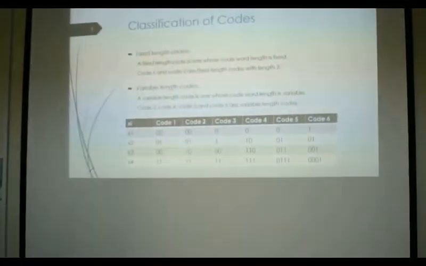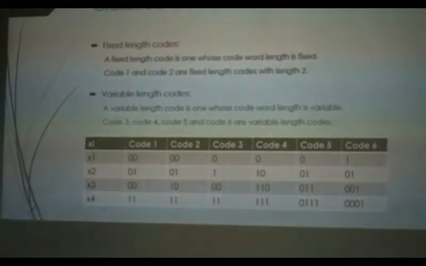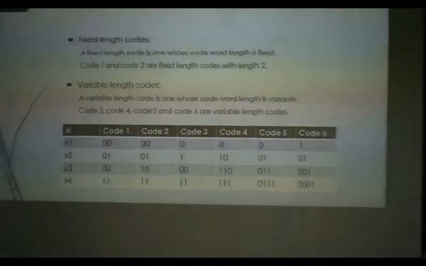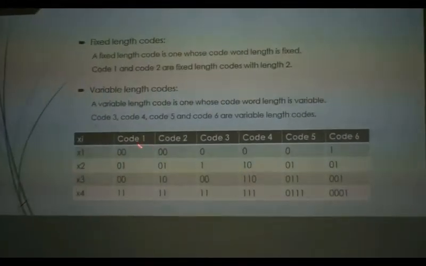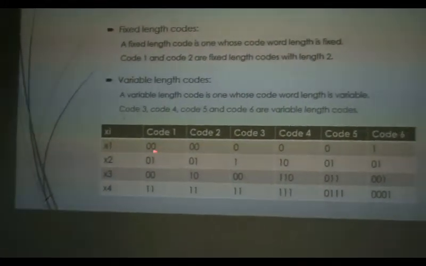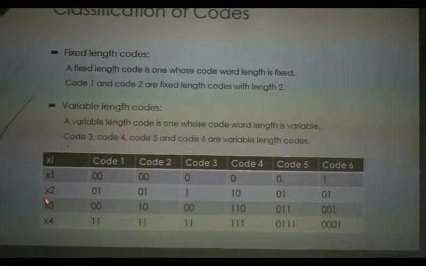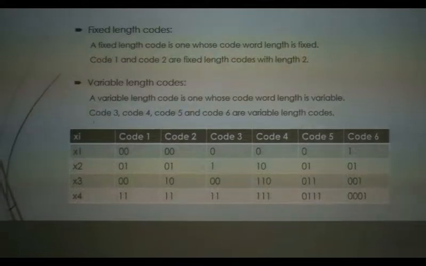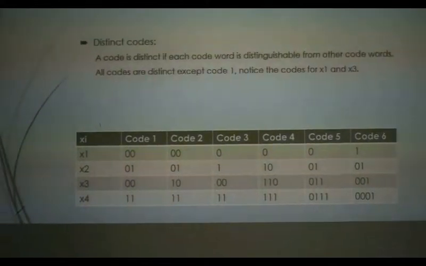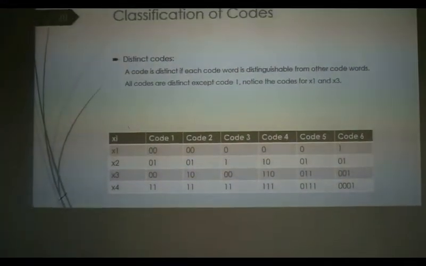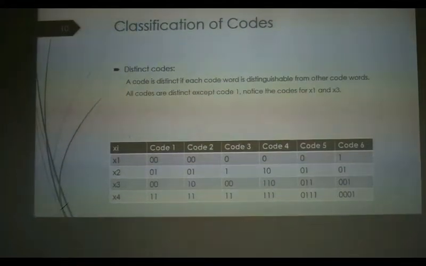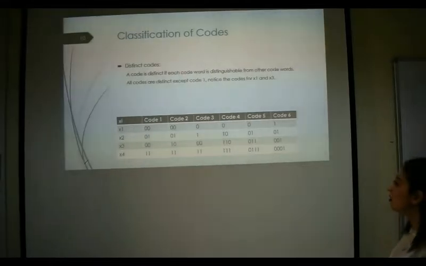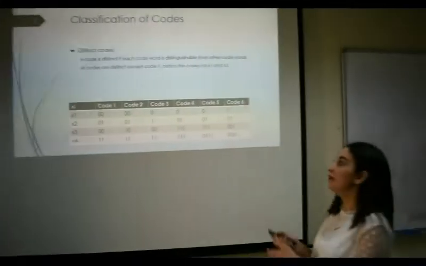The third classification we can make is that in the same code, there are code words that are repeated several times. Look, for example, at code 1. We have x1 equal to 0 0, and x3 is also equal to 0 0. So here we have found our third classification, distinct codes. A code is distinct if each code word is distinguishable from other code words. All codes here are distinguishable except for code 1.